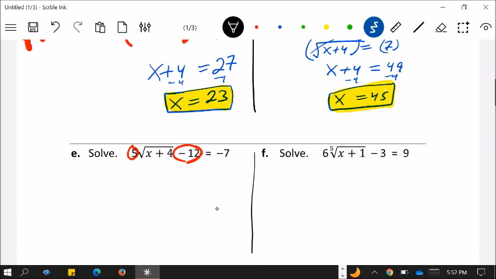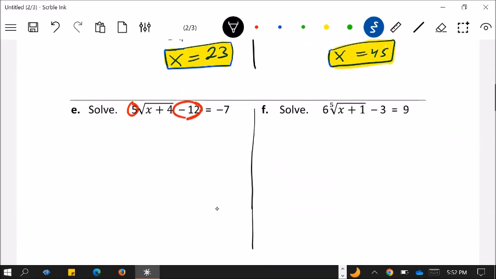Let me draw a line down here to separate these two problems. All I do is the same type of thing as before. I'm going to add 12 first on both sides. I have a 5 outside of the square root of x plus 4. Negative 7 plus 12 is a 5, or 12 take away 7 is a 5.